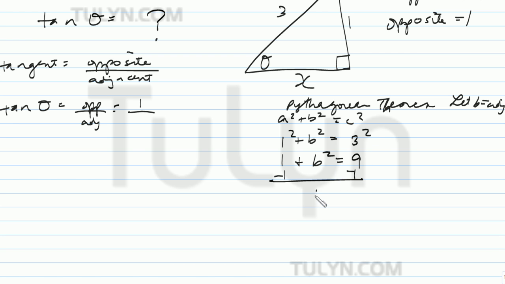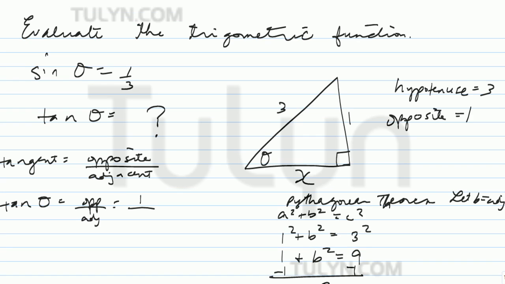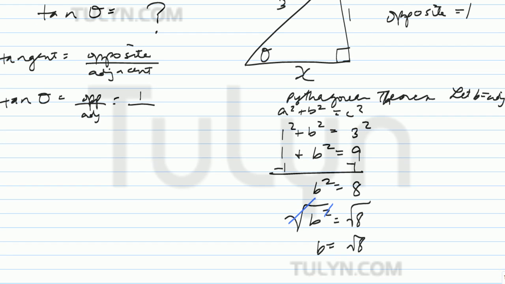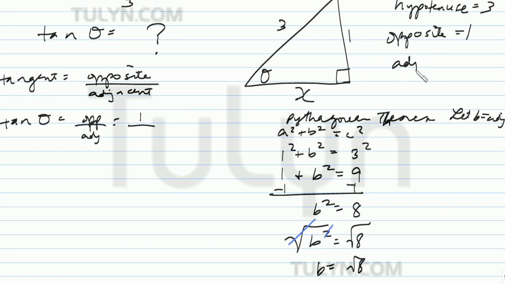Subtract 1 on both sides. B squared equals 9 minus 1 is 8. So in order to get b by itself, square root both sides. And the square root and the square cancel, and you're left with b equals square root of 8. So what you're going to do right here is replace adjacent and write that it's equal to square root of 8.